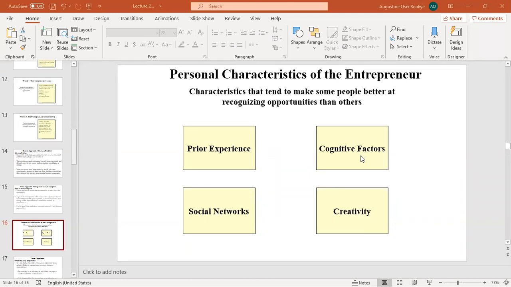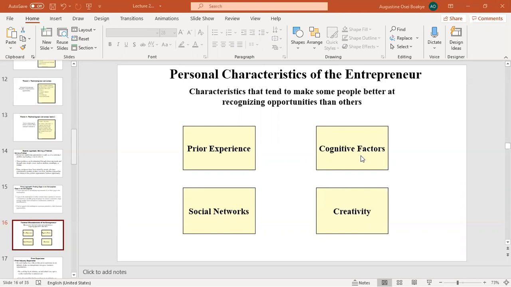So if you compare the cognitive process, how information is cognitively assimilated and made use of, entrepreneurs are very good at processing information in their business environments. And so whenever opportunities come up, they are able to capitalize, or whenever there is a need in the business environment, they are able to convert such a circumstance into a business venture.